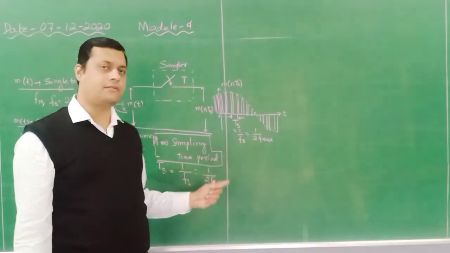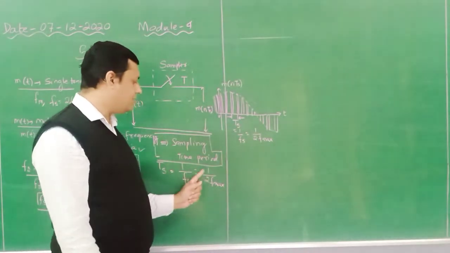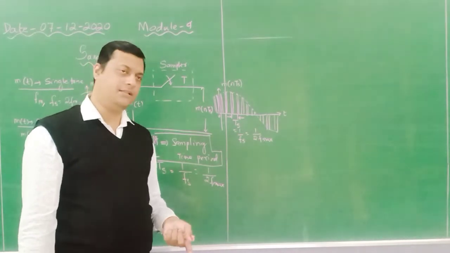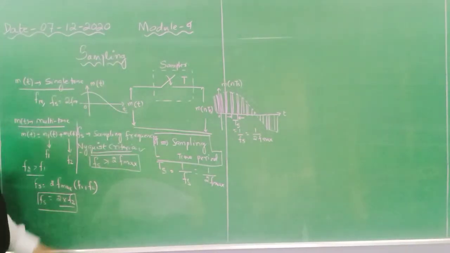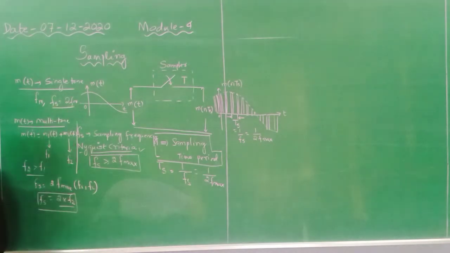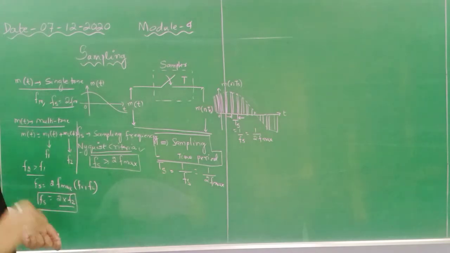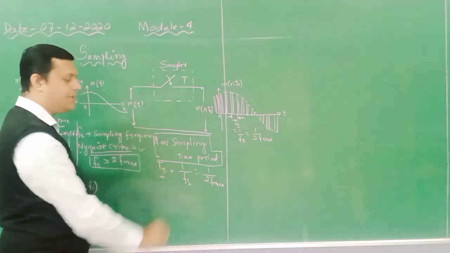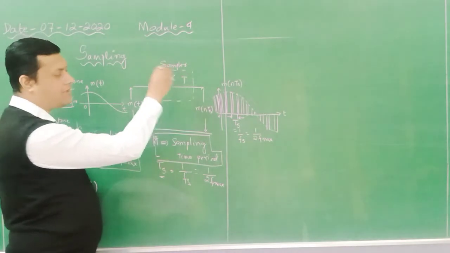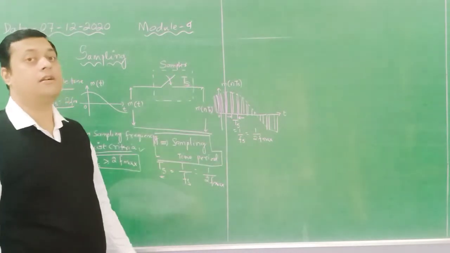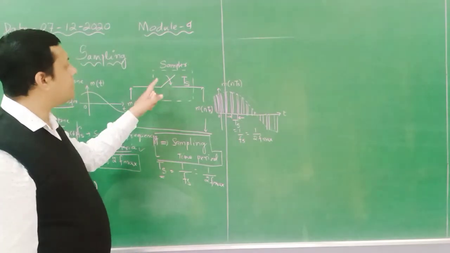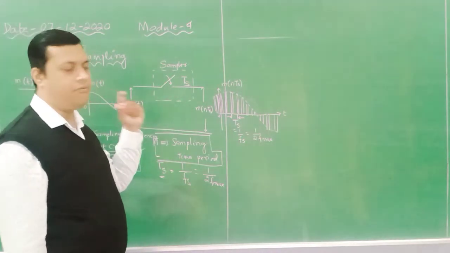Fs is called the sampling frequency or sampling rate, which is equal to 2 Fmax. Fmax means, if it is a single-tone signal, it will have only one frequency, so you will get Fs equal to 2 Fm. If it is a multi-tone signal, identify the individual frequency components available in m(t), take the maximum frequency and multiply it with 2, and you will get the sampling frequency. This frequency will help us determine Ts, and the switch will turn on and off at a regular time interval of Ts. So this is called a sampler: m(t), m(nTs).